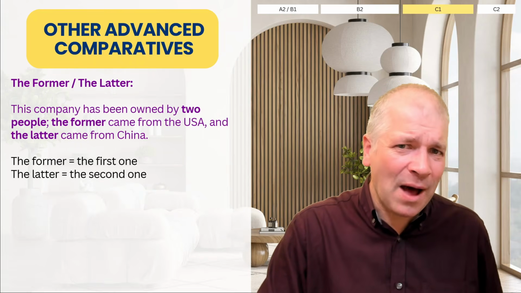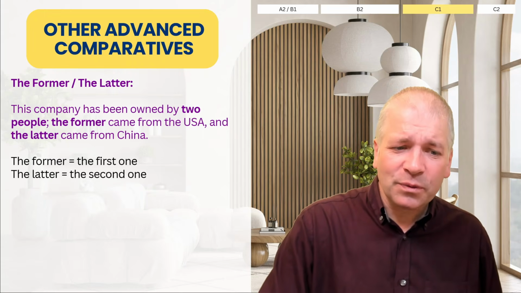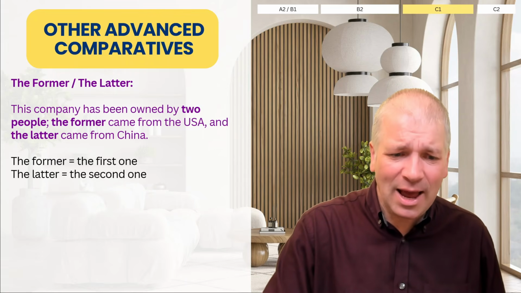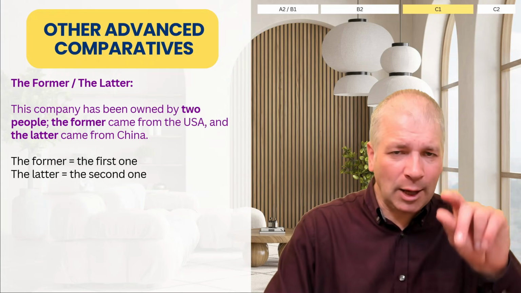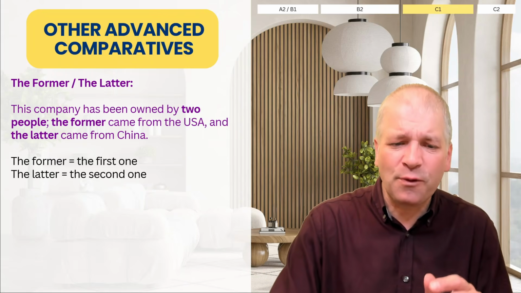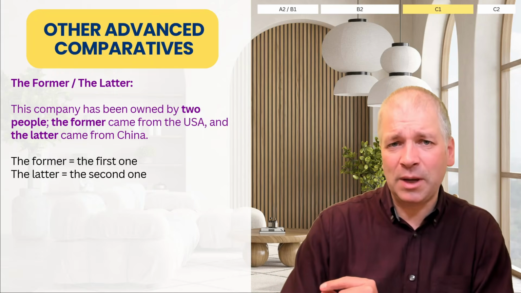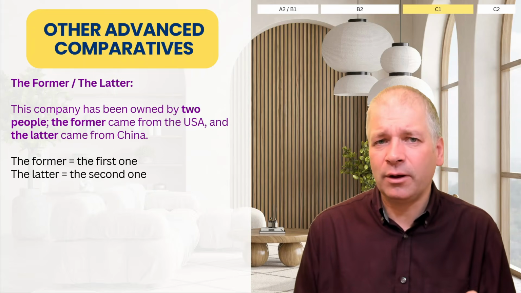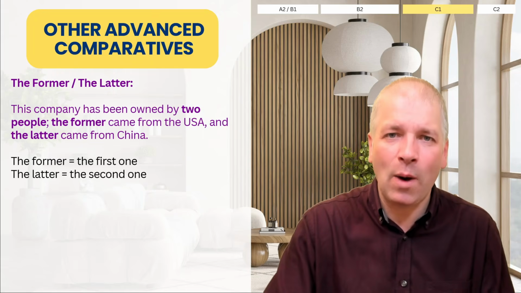Have you heard of the former and the latter? Look at the example and then I'll explain. This company has been owned by two people. The former came from the USA and the latter came from China. So here we have two people and we want to refer back to both of the people. So the former means the first of the two people and the latter means the second of the two people. So we can compare them by using the former and the latter.